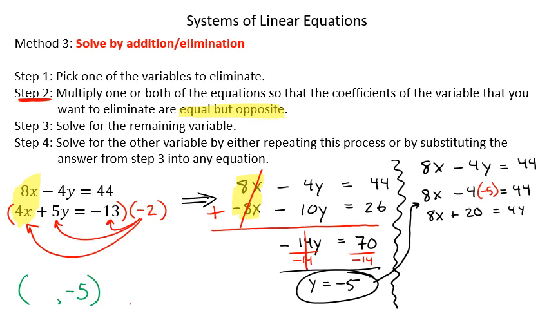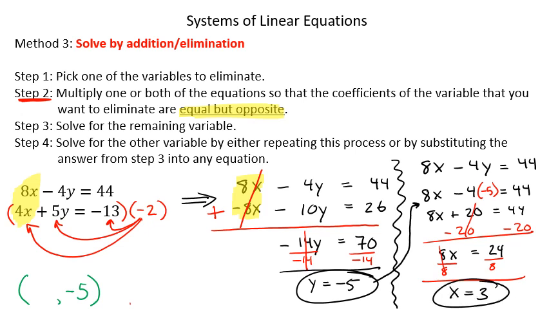Subtract 20 from both sides. This is something we've done many, many times in previous videos, solving one equation for one variable. 24. Last step, we'll divide by 8. The 8s will cancel, and we get x is equal to 3. And that is the other half of our answer. Down here on the bottom left, we have the point (3, -5).